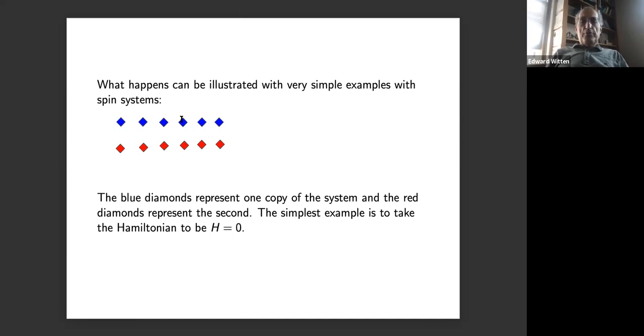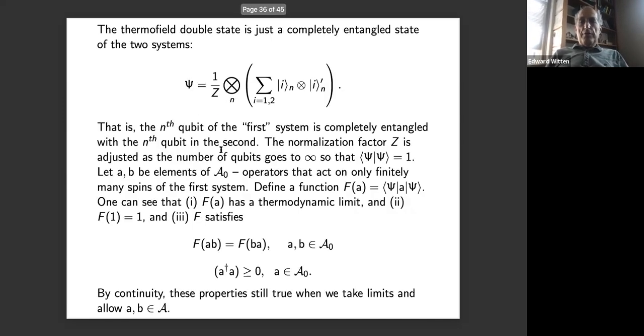Each blue qubit is in a maximally entangled state with the corresponding red qubit. So the thermofield double state is just a completely entangled state of the two systems, where the nth qubit in the first system is completely entangled with the nth qubit of the second system, and then we divide by a normalization factor Z so that the state psi is a unit vector. And we adjust Z as the number of qubits goes to infinity so that psi remains normalized. Now let A and B be elements of the small algebra, which I remind you are operators that only act on finitely many spins of the first system. Define a function f of A, which is the expectation value of the operator A in the state psi.